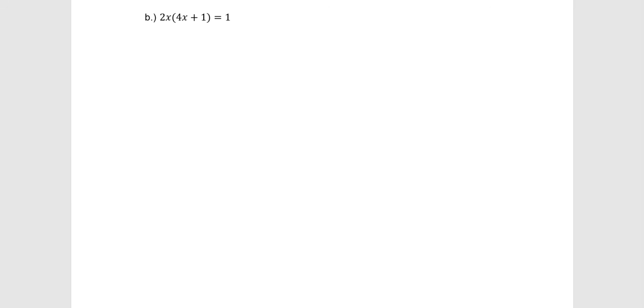So a couple more. We have 2x times 4x plus 1 equals 1. First we have to get this into ax squared plus bx plus c equals 0 form. So first we have to distribute the 2x. So we get 8x squared plus 2x equals 1. And then we have to subtract 1 on both sides to get it on the left. So 8x squared plus 2x minus 1 equals 0. Okay, so now we have it in the correct form, so we can go ahead and use the quadratic formula.